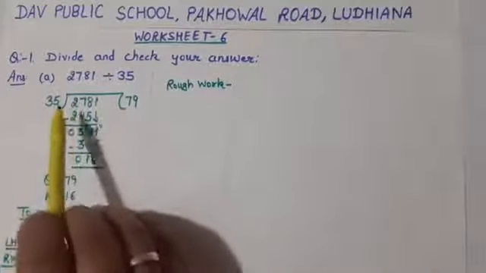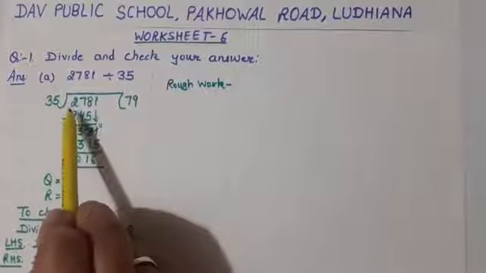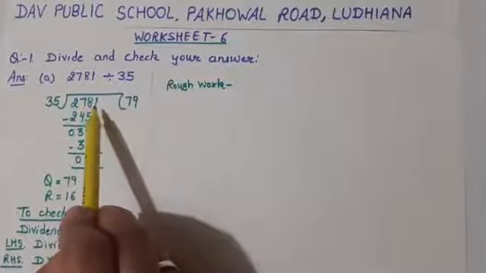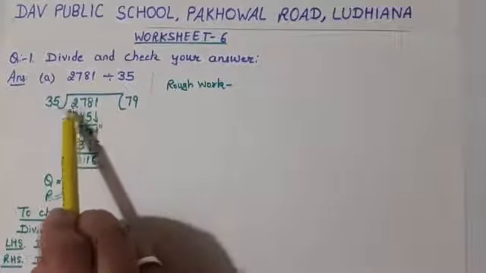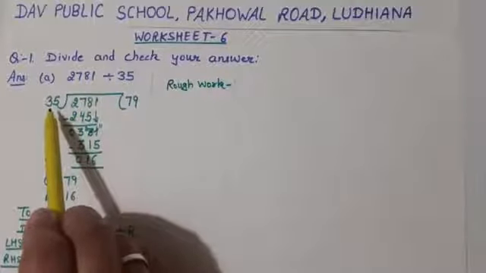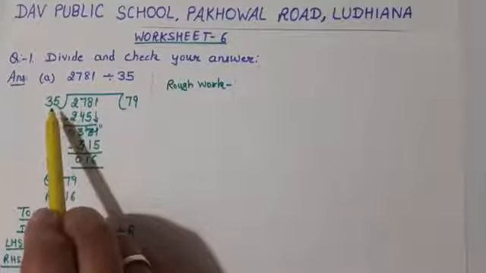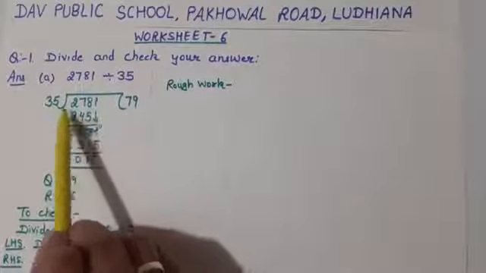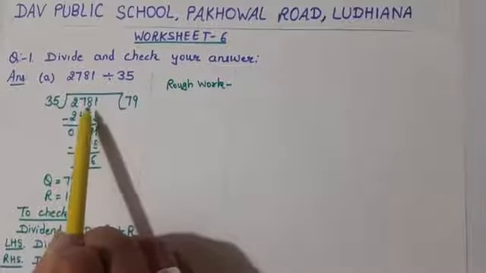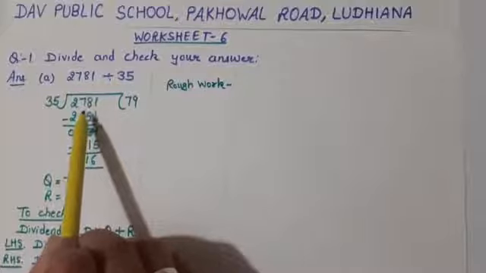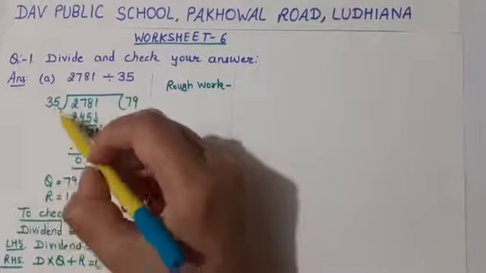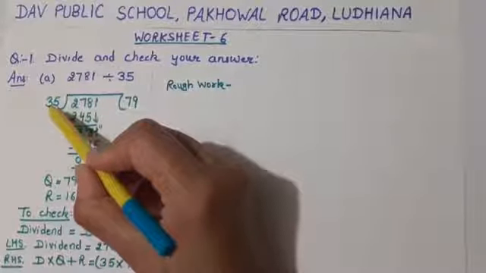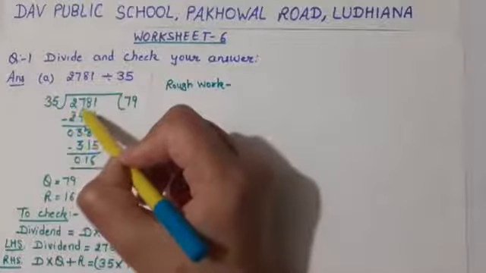Now see. First we will see what the dividend is here. Dividend is 2781, right? If we take only the first two digits, 27, then it is smaller than 35. Then it will not go in the table of 35. So we take 3 digits here, 278. Now, how do we check in which table it will go? Suppose we take 8. 8 times 3 is 24. It can go.